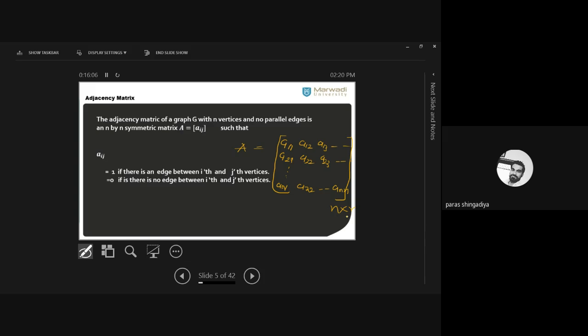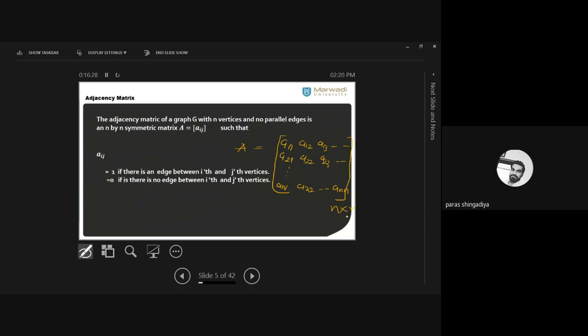Okay, if there is an edge between the ith and jth vertex, then we'll keep 1. And Aij is equal to 0 when there is no edge between the ith and jth vertex, clear? Then we'll keep a 0. Let's take one example, so we'll get an exact idea.